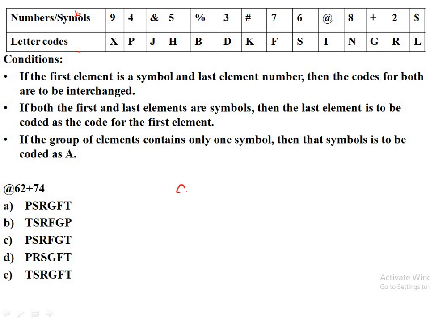I don't see any other condition. Why? Because this particular question is based on the first condition. So, what they have said, what is a code for at? I am writing here. What does at mean? At means T, correct. So, what does 4 mean? 4 means it is P.